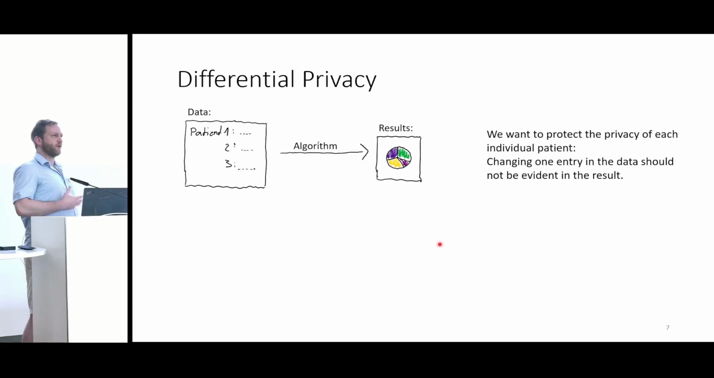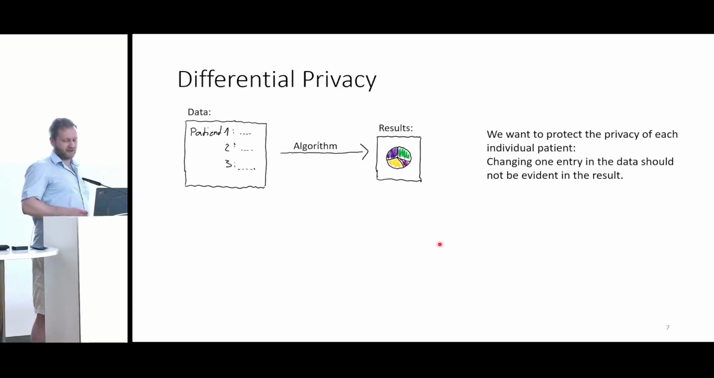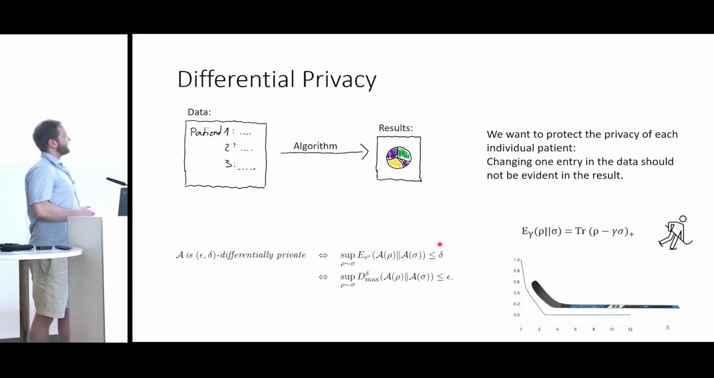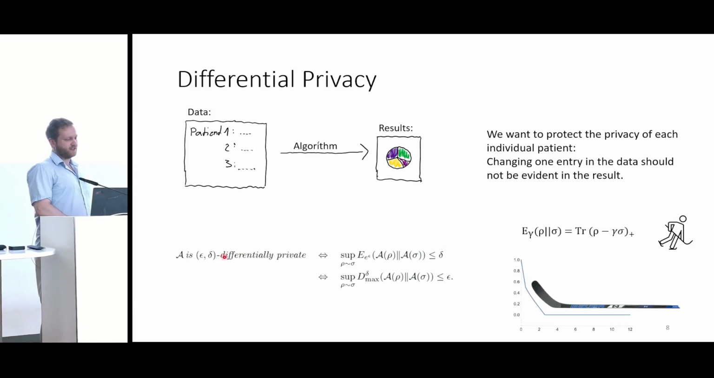Okay, so how do you formalize this now? And here I skip a couple of steps and give you directly a very convenient definition, or a very convenient test, of how you can see if an algorithm is differentially private. Formally, we define an algorithm A as epsilon-delta differentially private if the hockey stick divergence, I'll get to that in a second, between the outputs of the algorithm for two different input states is smaller than delta.